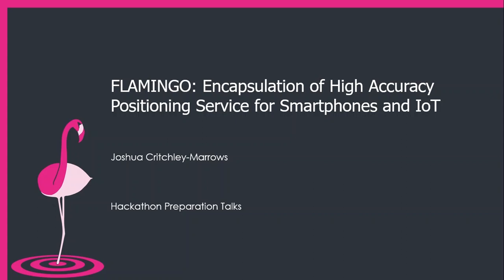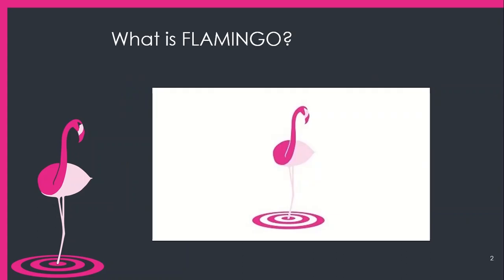Flamingo is essentially an API we've developed as part of a consortium of companies which encapsulates a high accuracy positioning service for both smartphones and IoT. And specifically today, we're going to be focusing on smartphones.